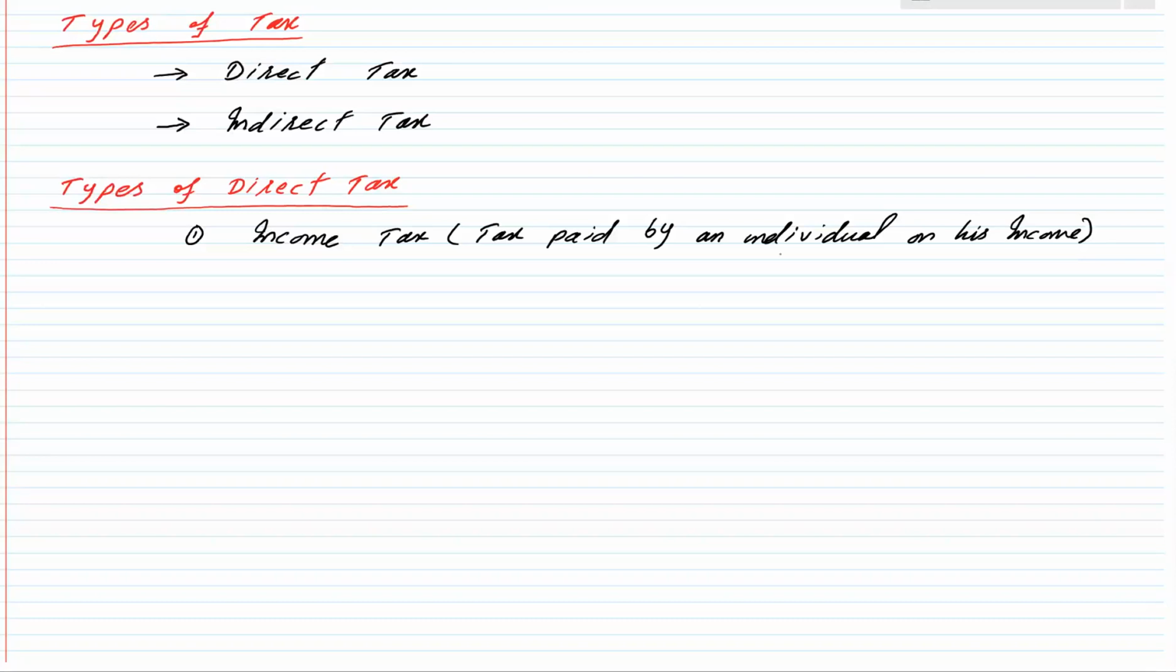So please remember, only individuals pay income tax. Companies do not pay income tax. There is a separate type of tax which is paid by the companies, and we will discuss that type in a while. But please remember, income tax is only paid by individuals on their income. So what are the types of income on which individuals are going to pay tax? For example, if someone is employed, if I'm working somewhere and obviously I'm earning from my job, any income earned from my job is called employment income. So an individual may have employment income.